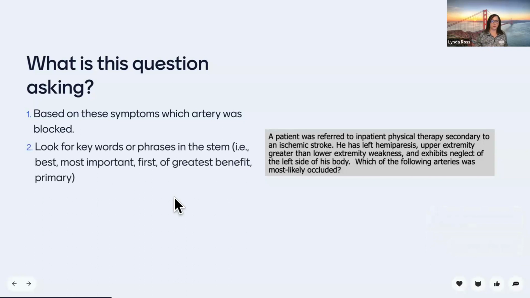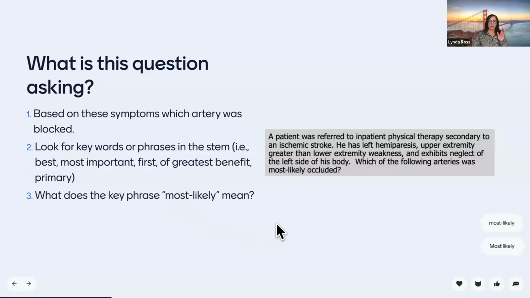Okay. So now we want to really look for keywords or phrases in the stem, such as best, most important, first, of greatest benefit, primary. Often what you'll see is that there can be two answers that are really close together, right? And they might both seem correct. On the NPTE exam, you're going to need to rank those. And I'm kind of getting a little ahead of myself, but make sure you take a look at most likely. What does that mean?